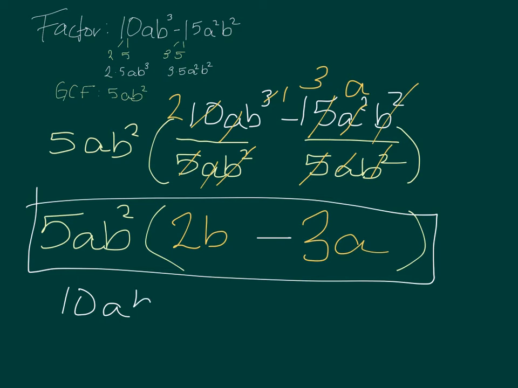B squared times B is B cubed. And then 5 times 3 is 15. A times A is A squared, B squared. And then I'm looking and I see that this and the original are the same, which means that my factoring worked. Now sometimes when we need to factor, there's more than just a GCF that will come out.